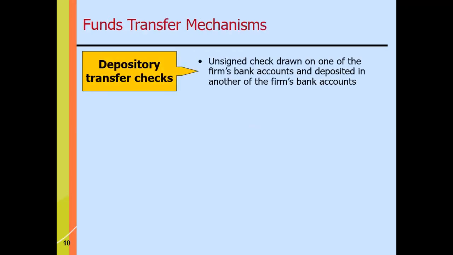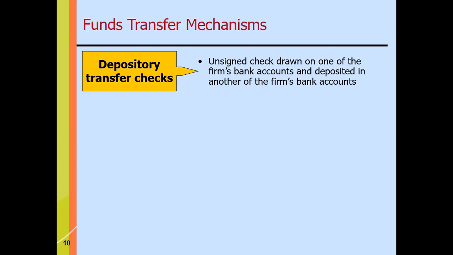Next is FTM, or fund transfer mechanisms or check mechanisms. One of those is depository transfer checks. In this case, an unsigned check is drawn on one of the firm's bank accounts and deposited in another of the firm's bank accounts. It's a sort of interbank transfer, but these bank accounts are owned, of course, by the company. This is true especially if we have, for example, our collections or receipts banks, and then we have a bank account intended only for disbursements for payroll or all other payments.